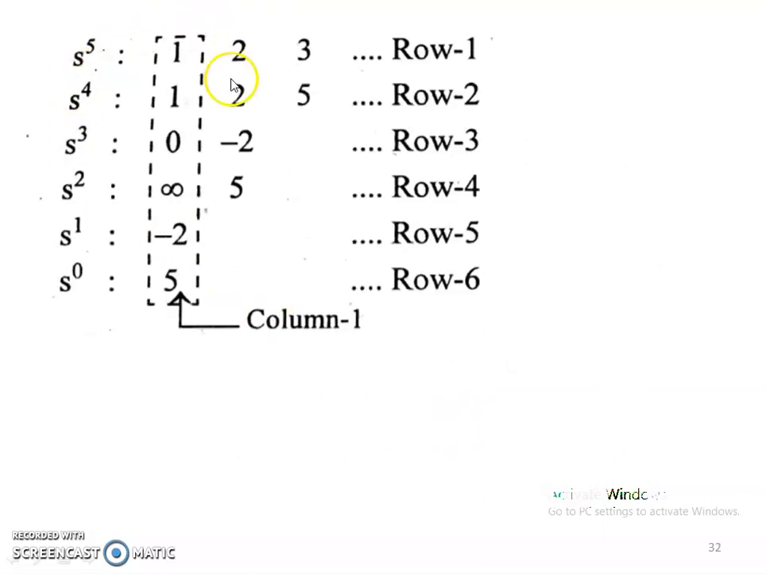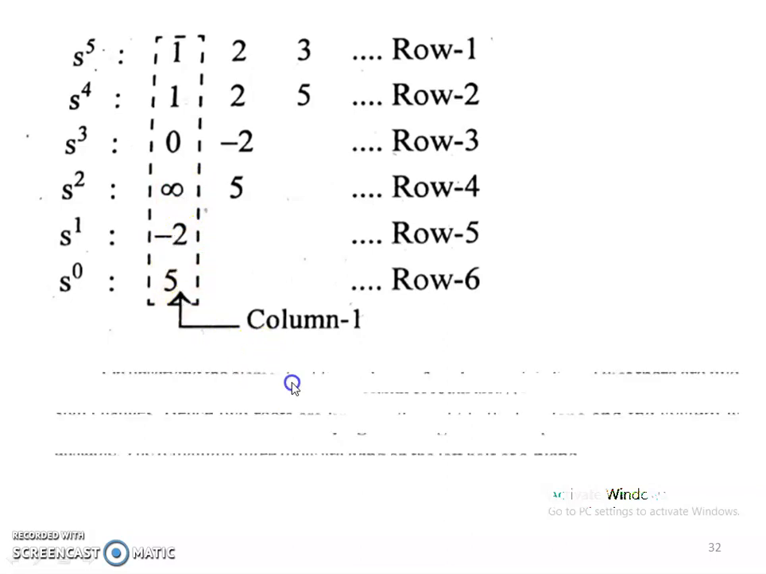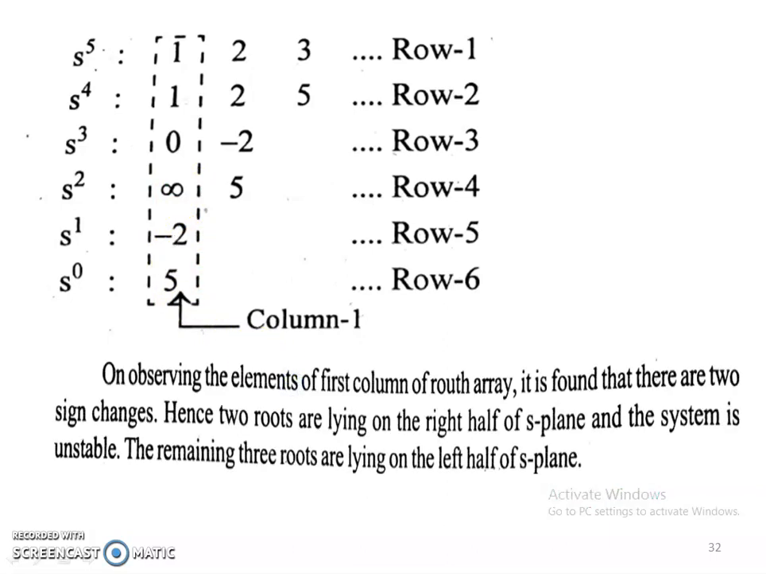So after substituting epsilon equal to 0, we get the Routh array like this. In the first column there is one sign change, plus 2 minus, again minus 2 plus. So there are 2 sign changes. On observing the first column of the Routh array, it is found that there are 2 sign changes. Hence 2 roots are lying on the right half of the S plane.